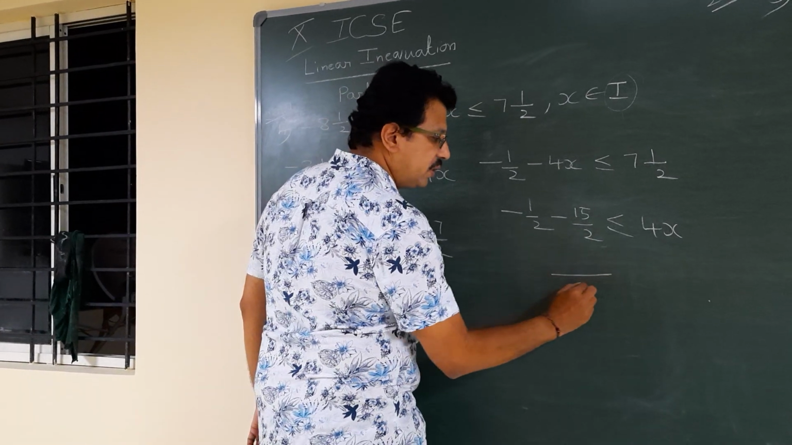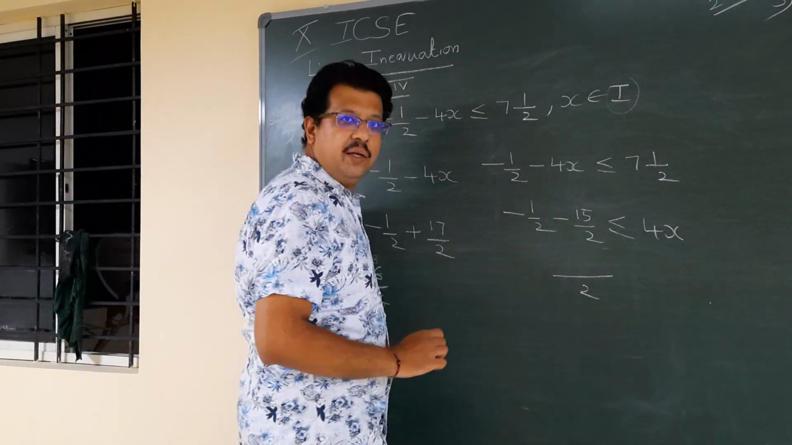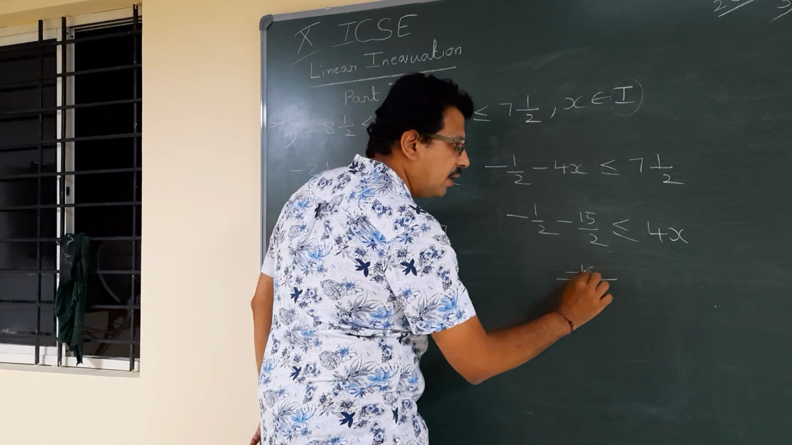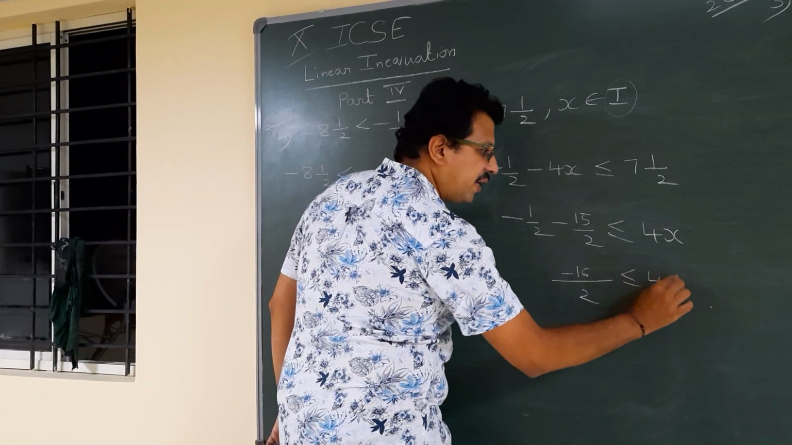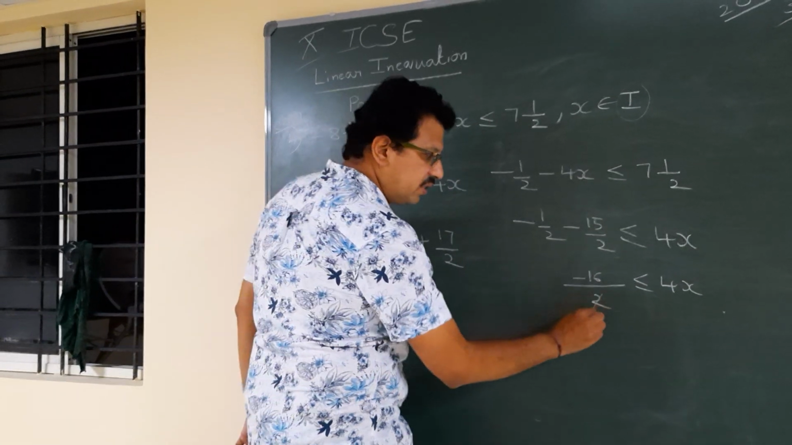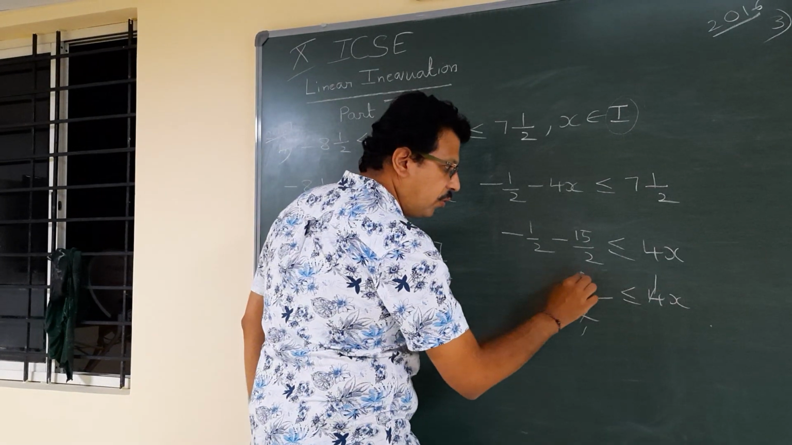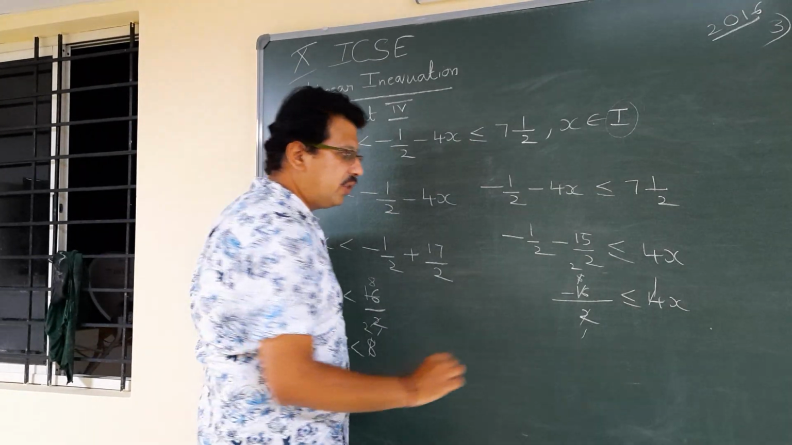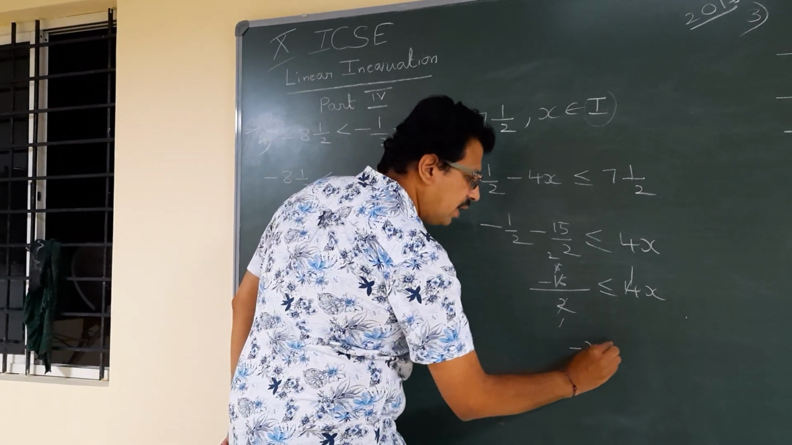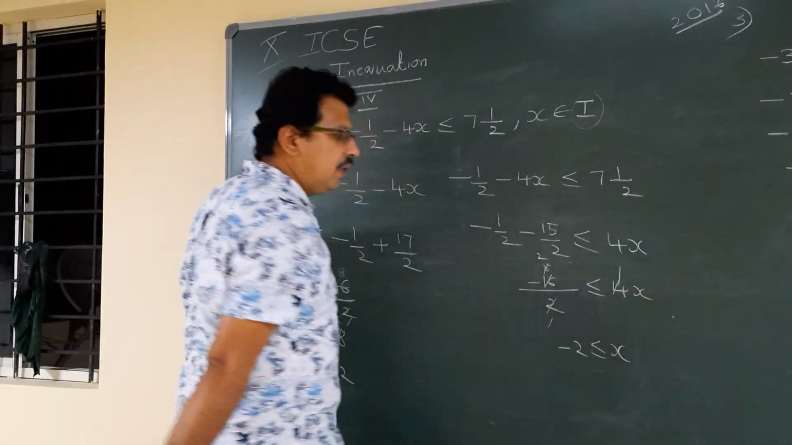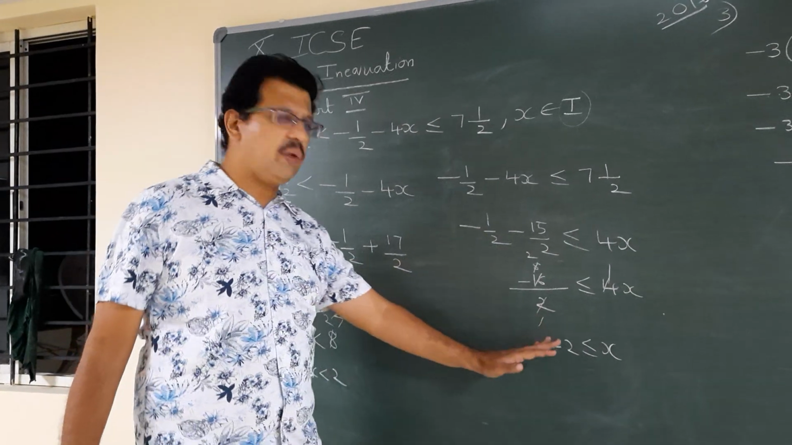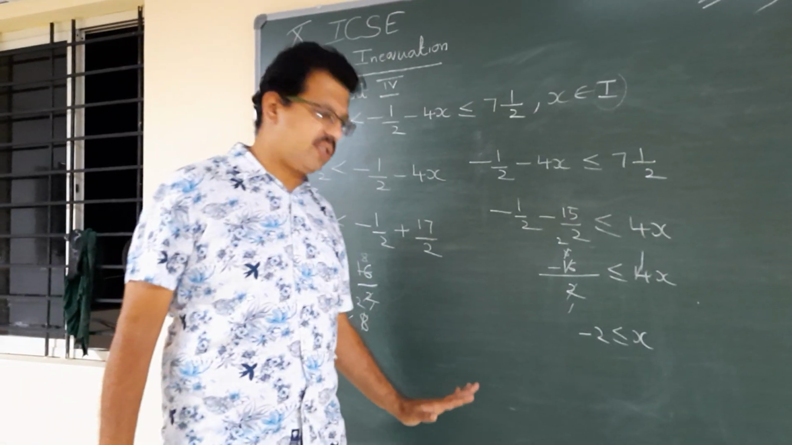So it is 2 is the LCM. So you know all of it, 2 is the LCM. Minus 1 minus 15 is minus 16. Less than or equal to 4x. The same way, 2 1s are 2, 2 8s are 16. 4 1s are 4, 4 2s are 8. So it's going to be minus 2 less than or equal to x. So this simplification you have to be very careful, children. So it's very important to understand.